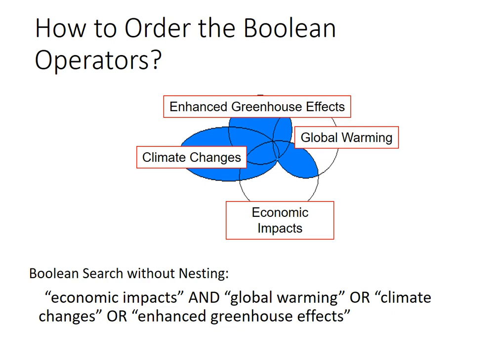We want the search engine to find all documents that have these synonyms of global warming. So we want the search engine to look for global warming or climate changes or enhanced greenhouse effects. Then from this group of documents, we only want the documents that also have economic impacts. By using the technique of nesting, we can achieve this desired search result.